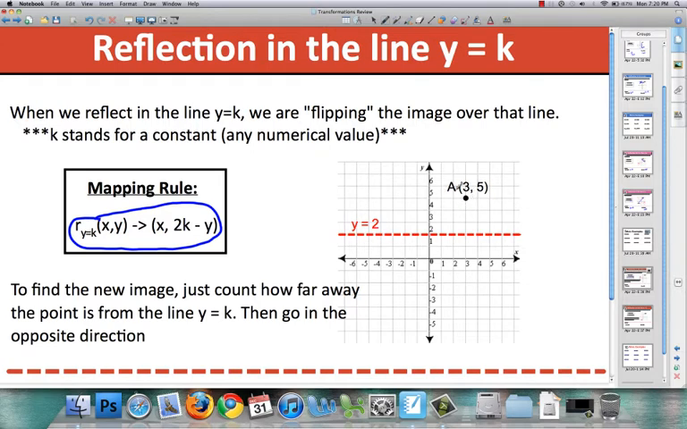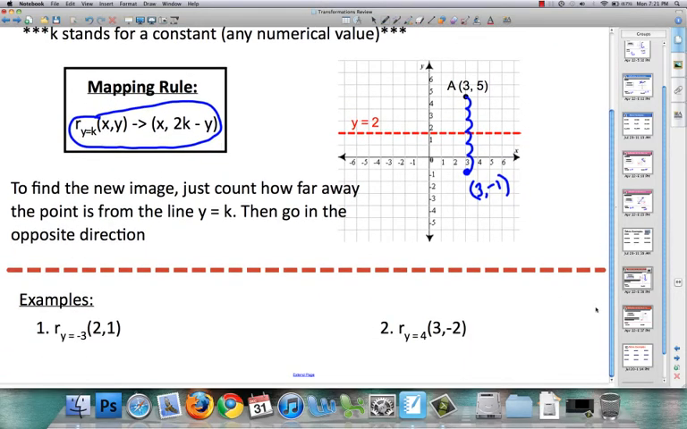So if we want to reflect the point (3, 5) in the line y = 2, draw a quick sketch and then just count how far away it is. So (3, 5) is 1, 2, 3. So let's go 3 the other way. 1, 2, 3. That point now is (3, -1). Much easier than trying to memorize this, and honestly, you'll probably forget. You might forget during the exam, but you have another way to do it.